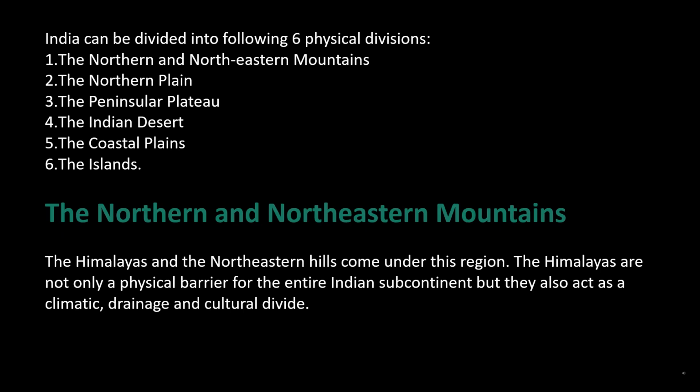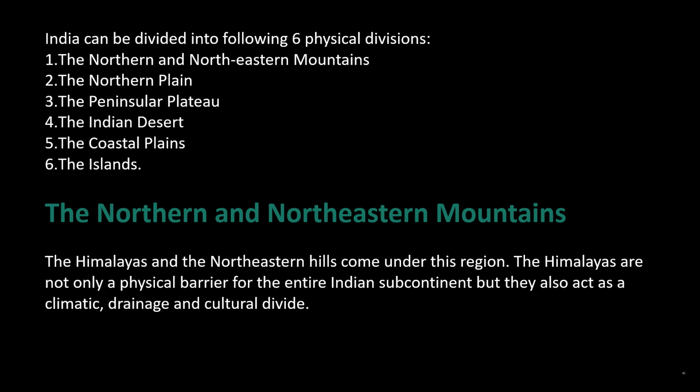India can be divided into the following 6 physical divisions: the Northern and Northeastern Mountains, the Northern Plain, the Peninsular Plateau, the Indian Desert, the Coastal Plains, and the Islands. The Northern and Northeastern Mountains. The Himalayas and the Northeastern Hills come under this region.